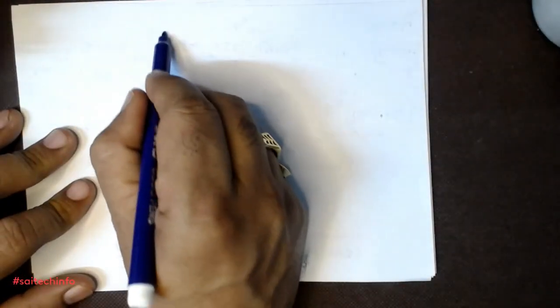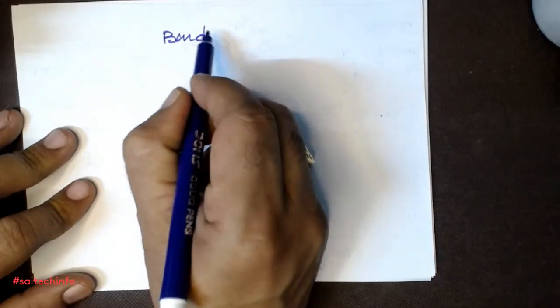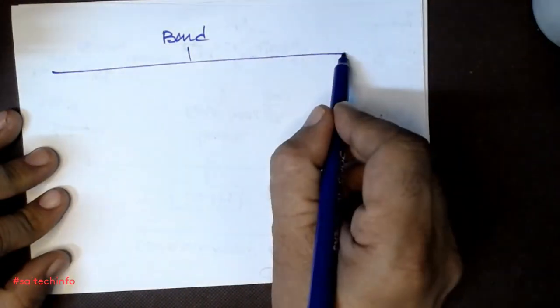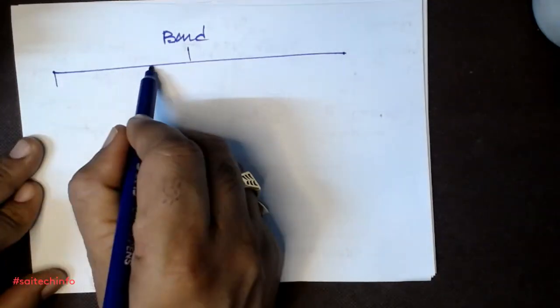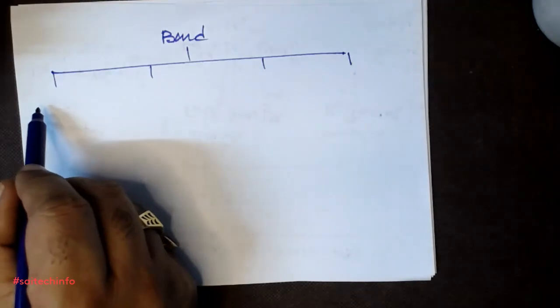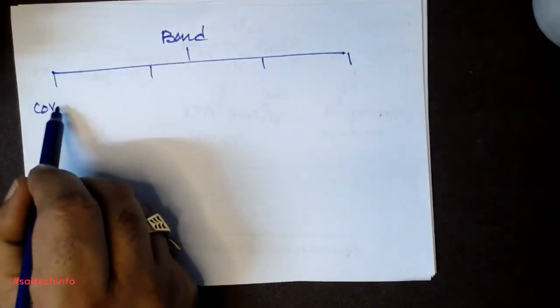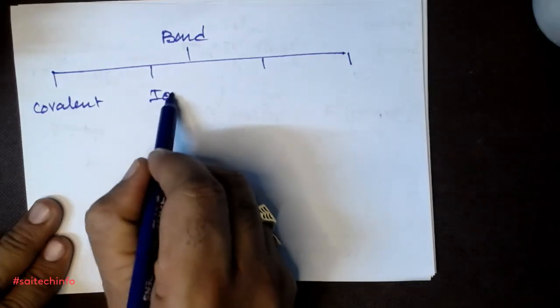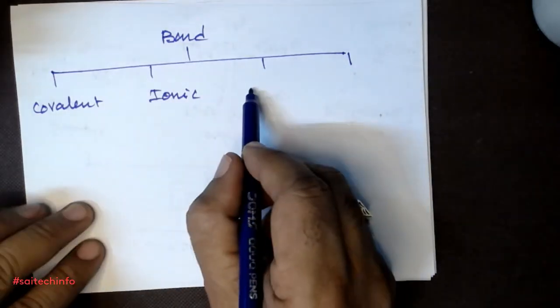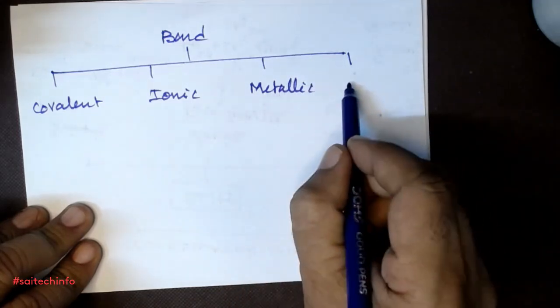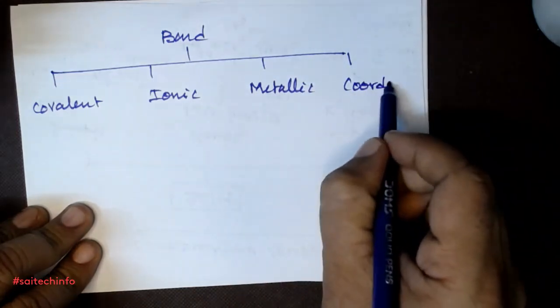Now let me talk about the types of chemical bonds. The bonds can be classified into 4 types. One is the famous covalent bond, another is the ionic bond, and you have the metallic bond, then the coordinate bond.